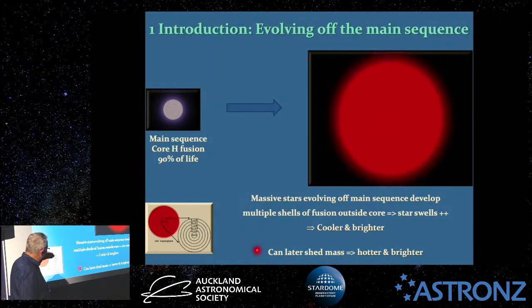They can also later start shedding mass and getting smaller, but you're starting to expose those hotter regions on the inside, so they start getting hotter and brighter from sheer high temperatures. So those are 2 key points that drive the evolution of these massive stars and create these different types that we're going to get.